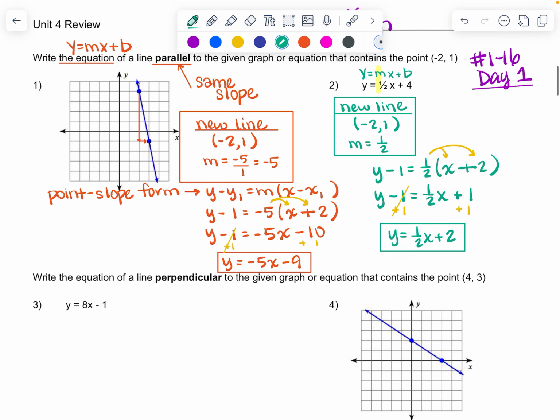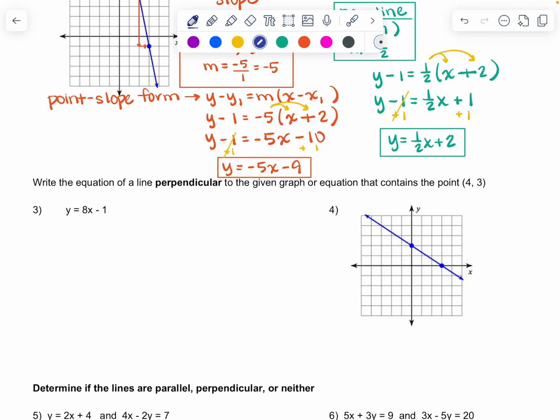So I'm going to change colors here. Again, when it says equation of the line, we are going to assume that we want it in y equals mx plus b form unless it says otherwise. But then it also says perpendicular. All right, well, what do we remember about perpendicular lines? They intersect to form 90-degree angles or right angles, and the only way they can do that is if they have opposite reciprocal slopes. Remember, opposite means opposite sign, like positive, negative, and reciprocal means to flip the fraction, like 2/3 becomes 3/2.